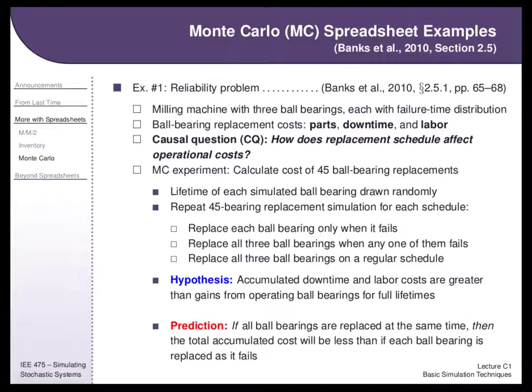So imagine three different policies. Whenever one ball bearing fails, wait for it to fail and then replace only that one. Or when one of them fails, you can replace all of them because you anticipate the others are going to fail sometime soon. Or you could just replace all three of them on a regular schedule, even if they didn't fail.